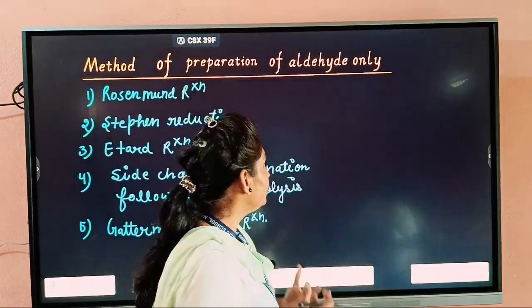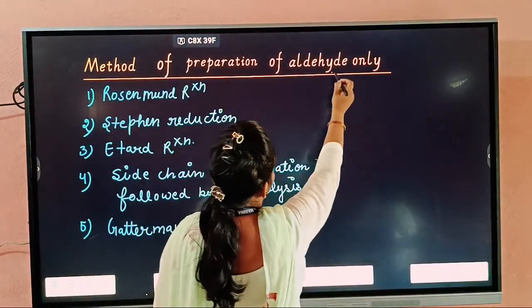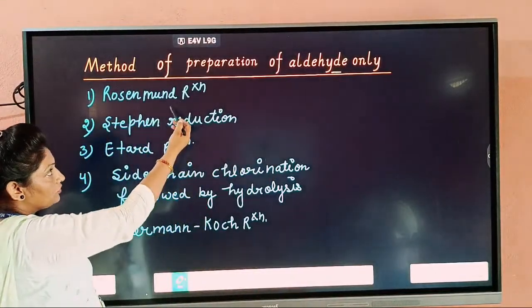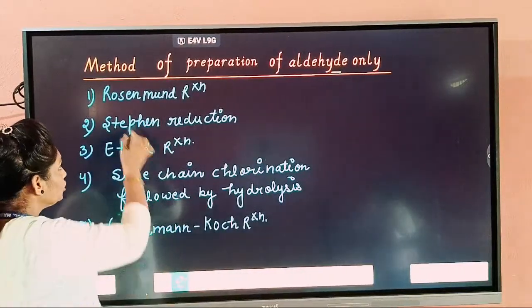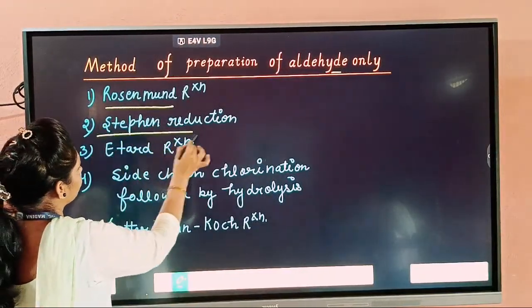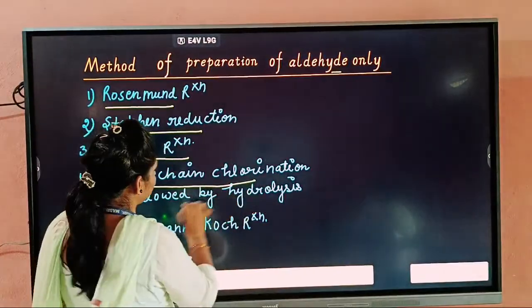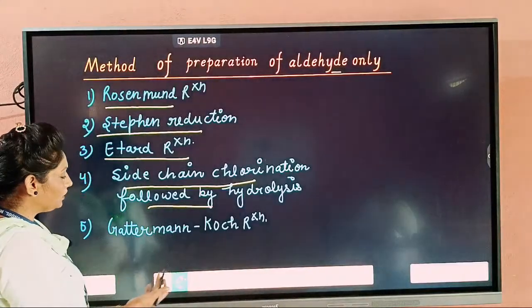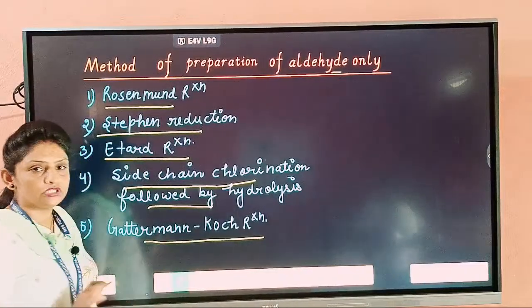As you know, we were already discussing the methods of preparation of aldehyde only. Students, these are the methods which are used only for the preparation of the aldehyde: Rosenmund reaction, Stephen reduction, Etard reaction, and side chain chlorination followed by hydrolysis. And the last method used for preparation of aldehyde only is the Gattermann-Koch reaction.